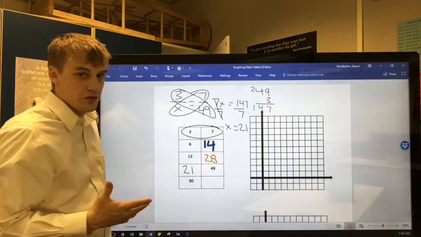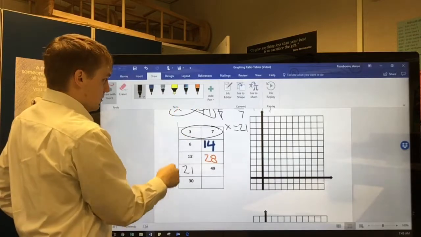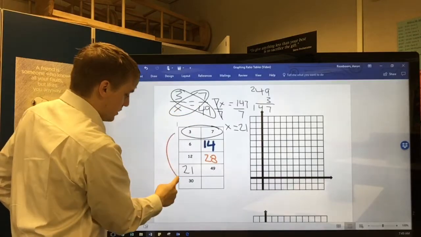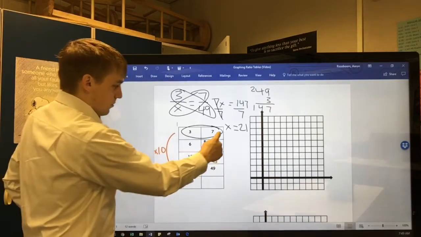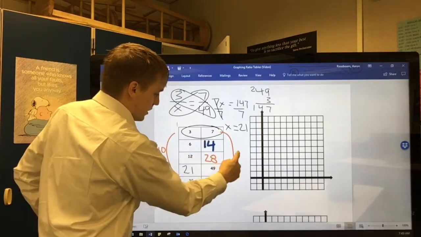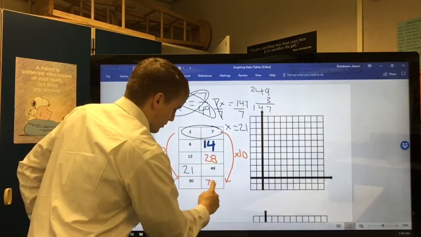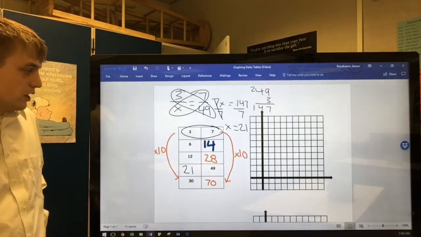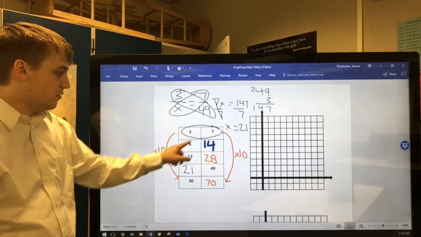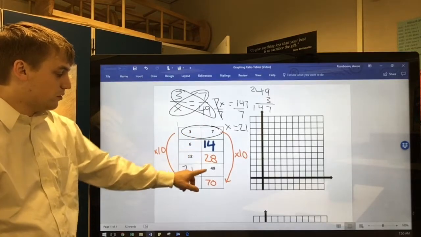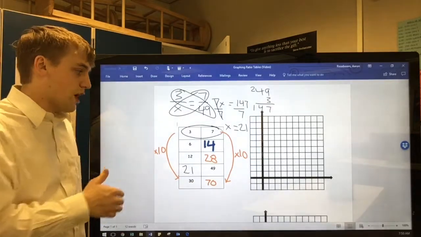The last one, I'm just going to use the up-down method again. This was solving a proportion. So the up-down method: 3 times what gives me 30? 3 times 10. So I'm going to take 7 times 10, and I'm going to get 70. Okay, now I have my ratio table all filled in. 3 to 7, 6 to 14, 12 to 28, 21 to 49, 30 to 70. So now I'm going to go ahead and graph this.